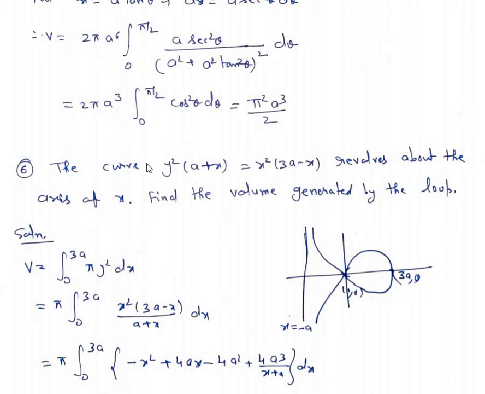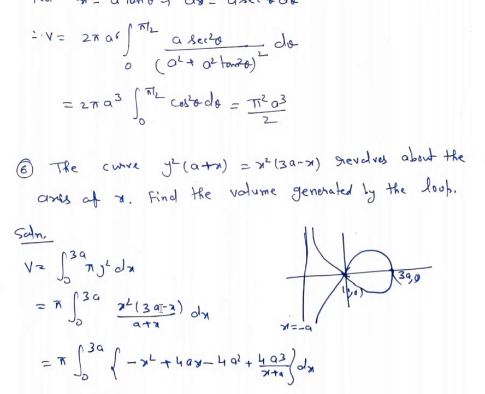For finding the asymptote, the highest power of y is y² and its coefficient is a + x. So a + x = 0 means x = −a is the asymptote. So if you draw the curve, the shape of the curve is like this. Now this loop is being rotated about the x-axis. So the formula is ∫πy² dx and the limits for x are from 0 to 3a, which is equal to π times ∫ from 0 to 3a. Put the value of y² from here, x²(3a − x) / (a + x).